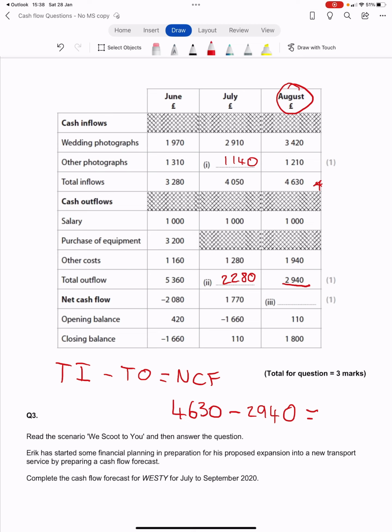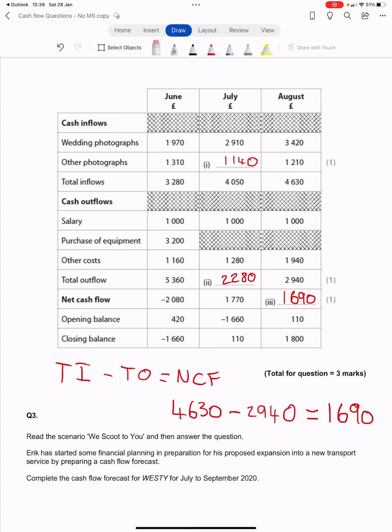And that is going to be equal to, let's just work this one out, £1,690. Okay, again, you're going to have a calculator for this, so please make sure you're using it throughout the exam. So £1,690, and that will be our net cash flow for August. So there we've got all three of our marks.